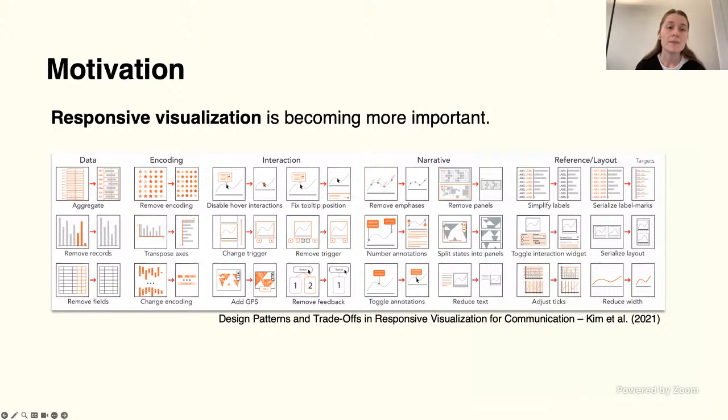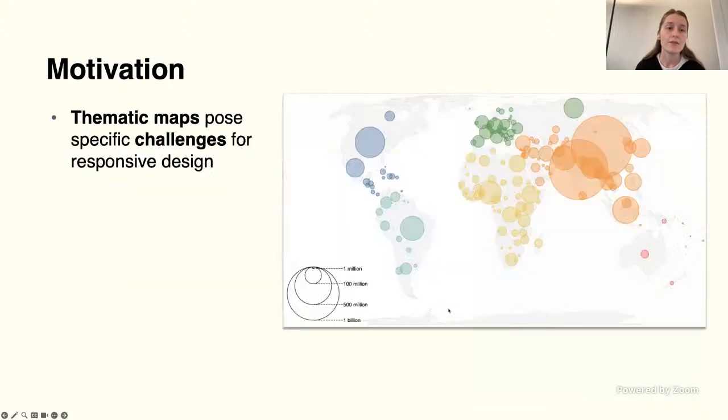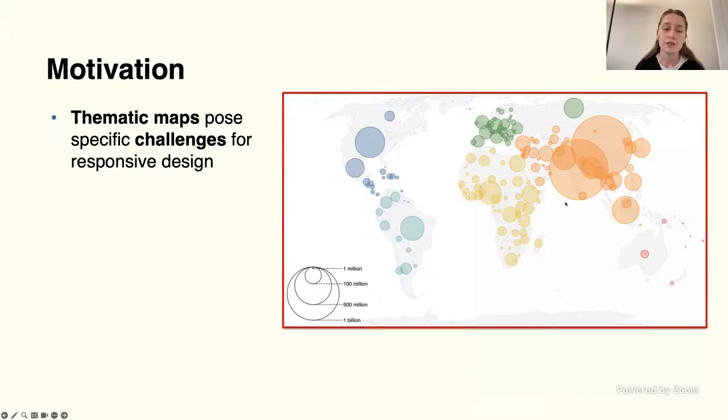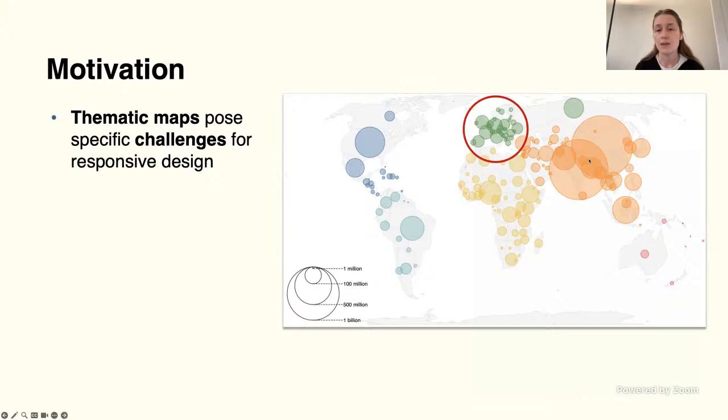But thematic maps have specific challenges in the context of responsive design. Maps typically have fixed aspect ratios that you can't really adjust easily. They have lots of complex shapes of varying density. So for example, on world maps, Europe is often difficult because it has lots of comparably small countries that you still want to somehow stay visible. And they have very specific layout requirements where you can't just rearrange parts of the map.